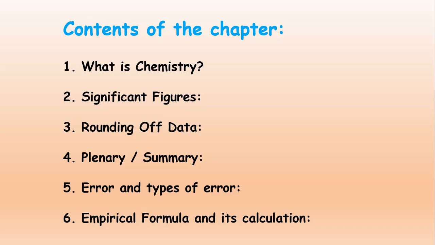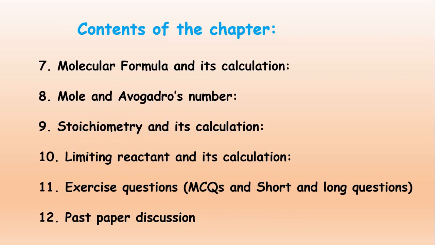Now these are the contents which we have covered: what is chemistry, significant figures, rounding of data, and then error and types of error. Empirical formula we have calculated, and today we will discuss the molecular formula and its calculation. So let's move to today's topic.